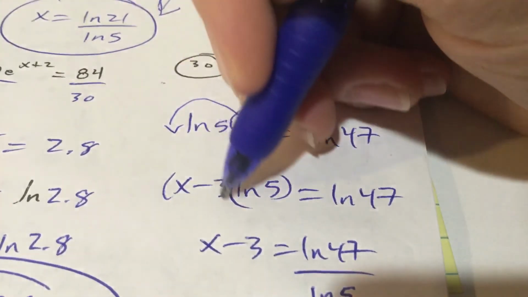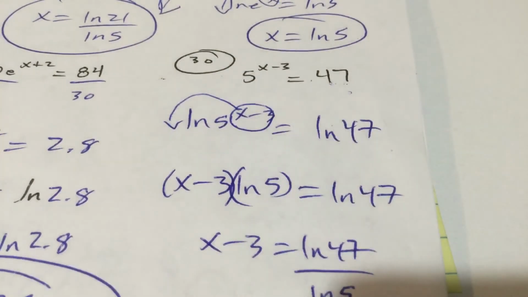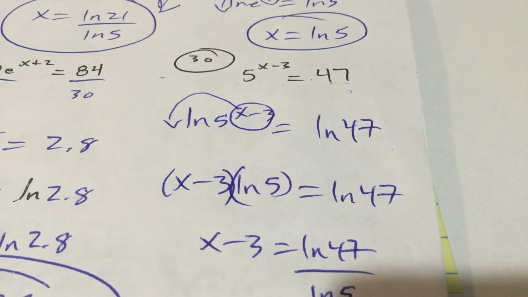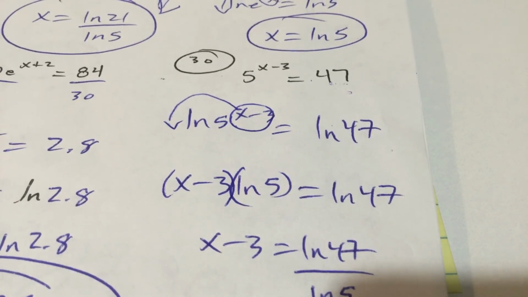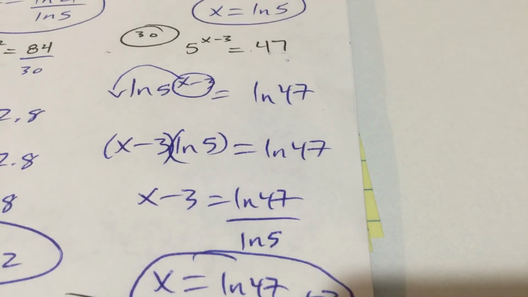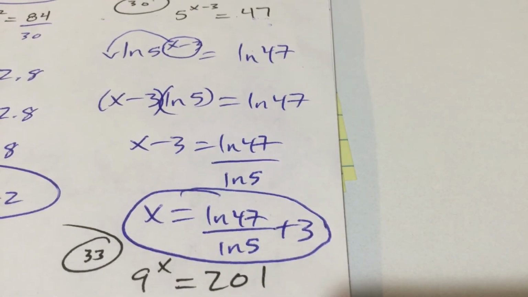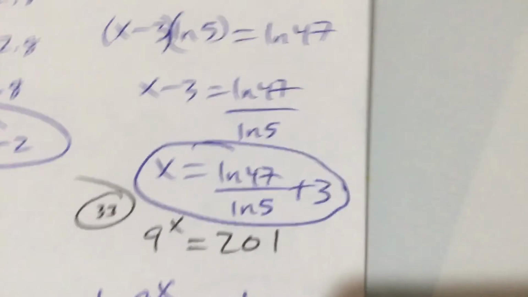I kind of put the parenthesis in the wrong place. And x minus 3 is off by itself. What I'm going to do then is divide both sides by natural log 5. I'm just going to add 3. And that is an okay answer.